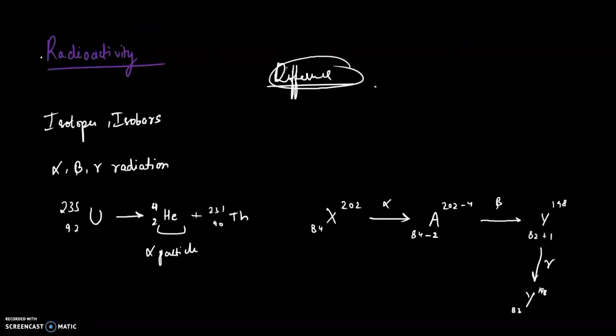Then we have radioactivity, isotopes and isobars, the difference, plus the examples. Then alpha, beta and gamma radiation. They'll give you this element and provide you the mass number and atomic number. For an alpha particle, in this case, mass number is decreased by 4 and atomic number is decreased by 2. In the case of beta emission, the atomic number is increased by 1, and for gamma, there is no change. So these questions will come in your board examination.